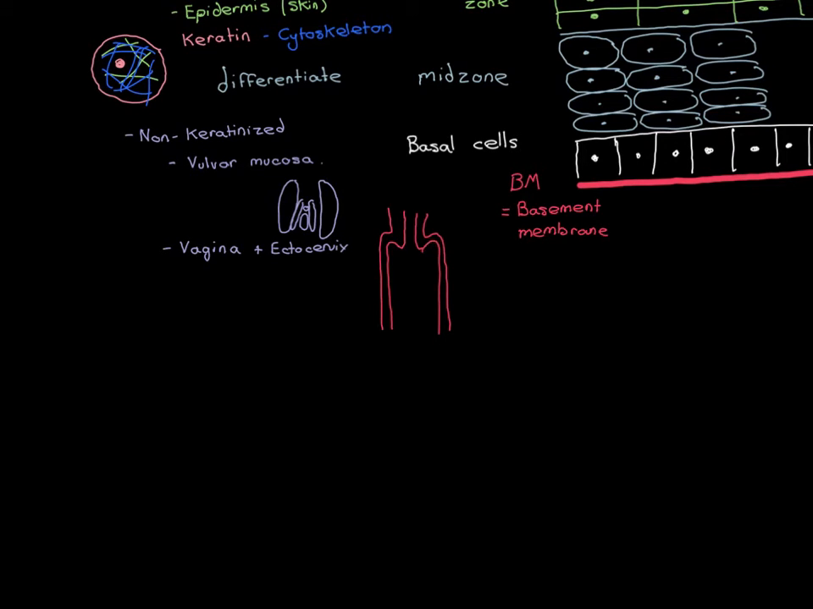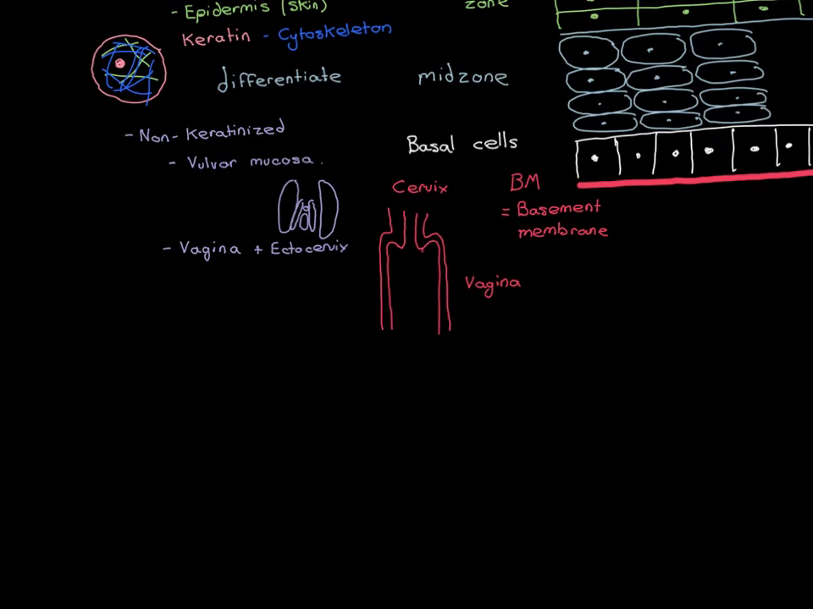This is the fornix here, and this is the cervix. So I'll just label this up. This is the beginning of the cervix here, and this is the vagina. Now, we can divide the epithelium that lines the cervix into two different parts. This portion here that is exposed to the vagina, this is called the ectocervix.